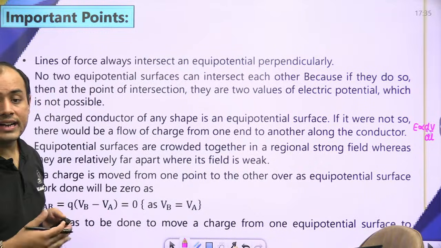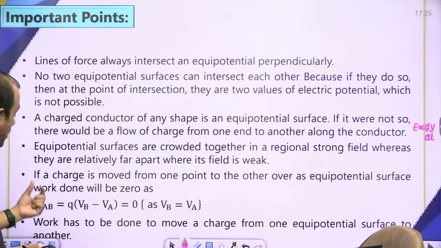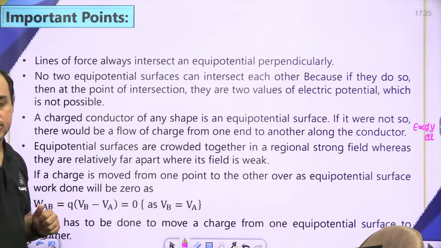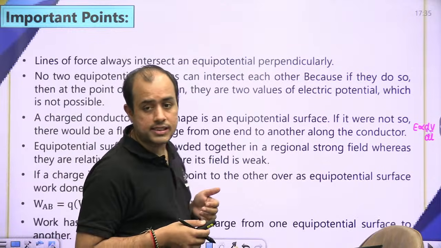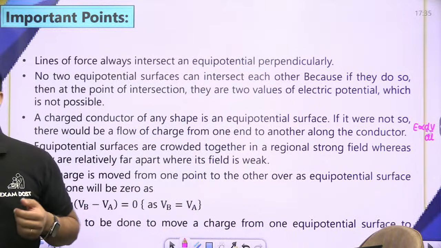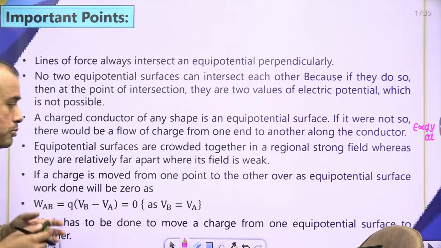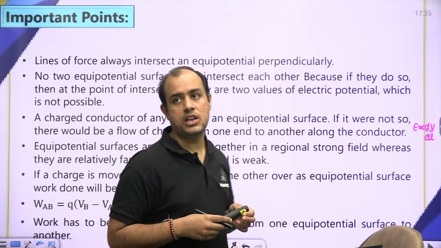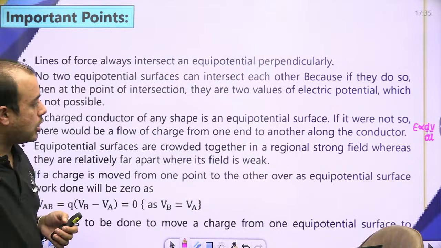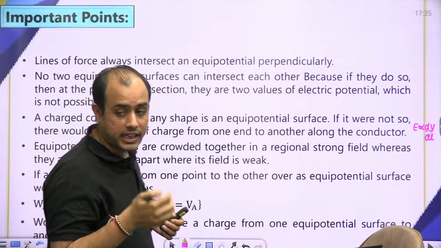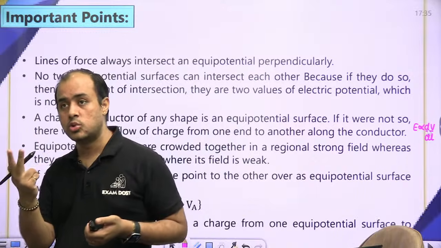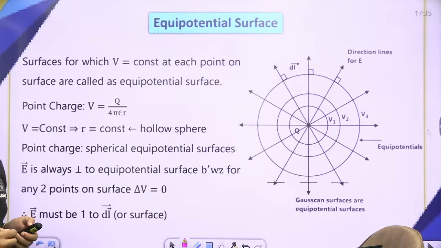Now, how to find the work done using potential difference? Work done is charge into potential difference, but take final minus initial potential. But if it is an equipotential surface, the potential at both points will be same, which means the work done will be zero if you move a charge over an equipotential surface. अगर एक चार्ज को equipotential surface पे मूव कराओगे तो work done zero होगा, but if you move it from one surface to the other, you have to do work because two surfaces will have two different potentials.